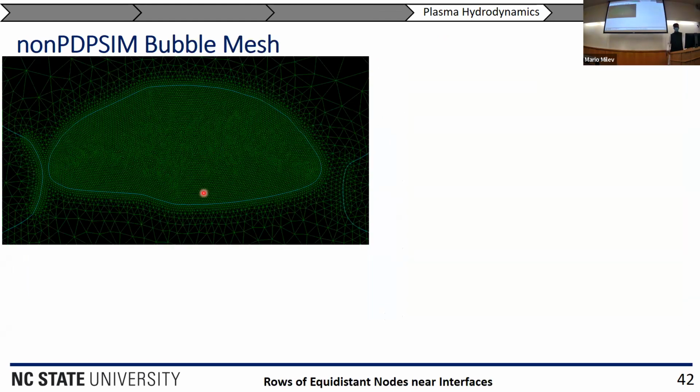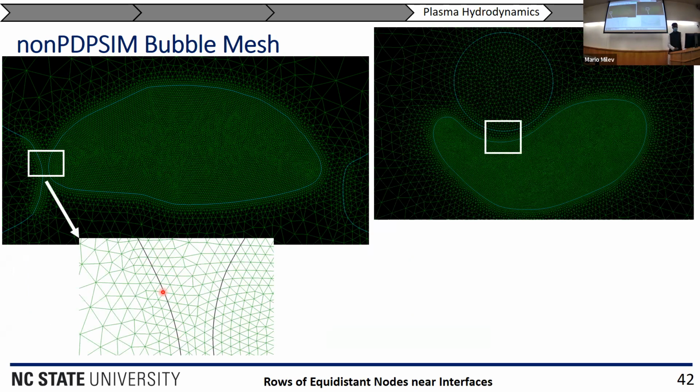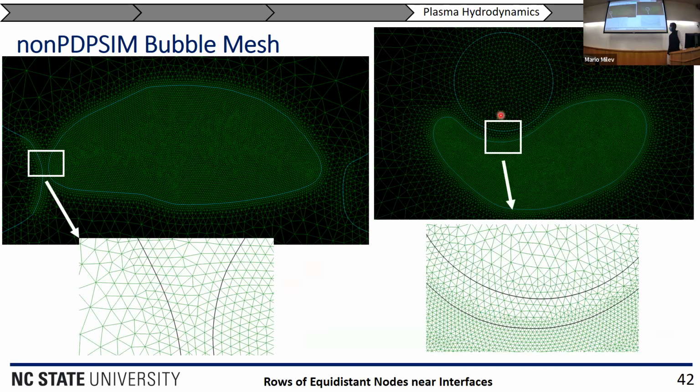So for the computational folks in here, this is the bubble mesh. And so if you zoom in on the electrode to bubble section, you can see there's some nice boundary layers of the mesh. So we have rows of equidistant nodes that better capture the fluxes going into and out of these shapes. And we see that for this simulation as well.